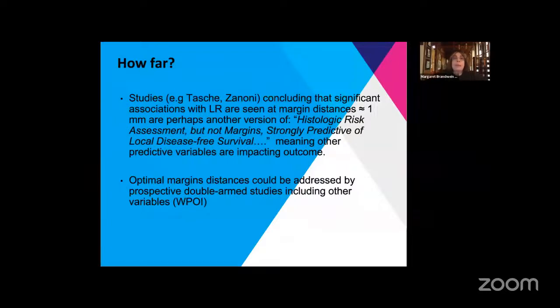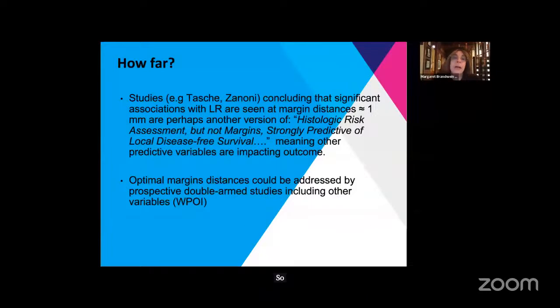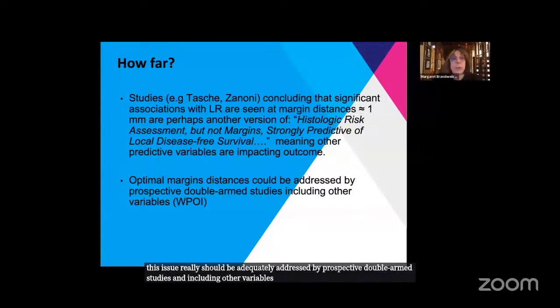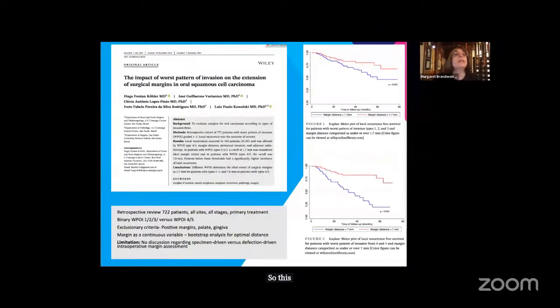So perhaps this is very similar to our conclusion in that margin distance obviously is not the only prognosticator, and there are other predictive features which strongly impact outcome. So again, this issue really should be adequately addressed by prospective double-armed studies and including other variables that are known to impact outcome, such as pattern of invasion. So this was addressed in 2021 by a group from South America, COLA.